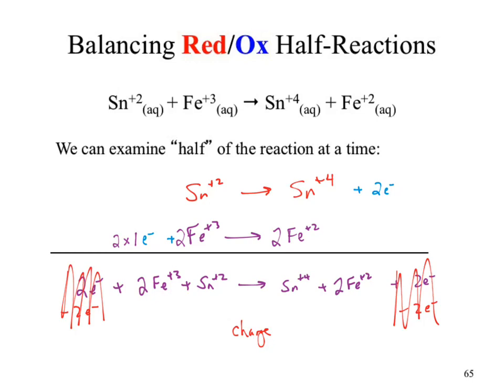I have a plus 3 from iron. How many iron plus 3s do I have? 2. So what is the charge coming from iron? Plus 6. Charge coming from tin? Plus 2, which means the total charge there is? 8. On the product side, how many tins do I have? 1, so there's a plus 4. I have a plus 2 coming from the iron, but there's 2 of them, which means iron contributes 4. What's 4 plus 4? 8. Does the charge balance? Yes.